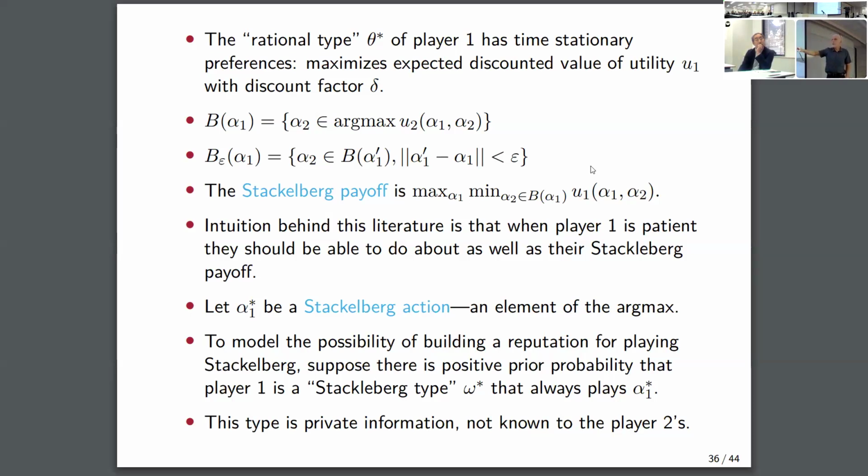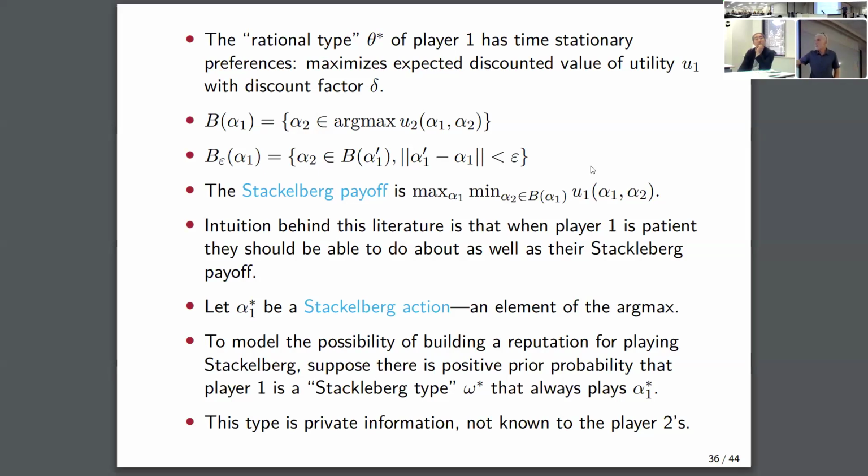Okay? So let alpha one star be a Stackelberg action, an element of the argmax of player one's utility function, given player two plays the best response. That would be on the star. But here it is, this is the max. Alpha one star is an element of the argmax.